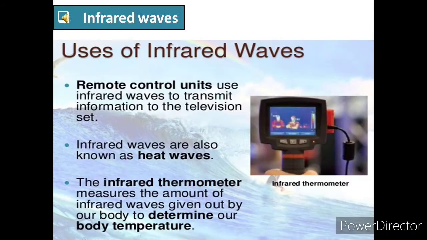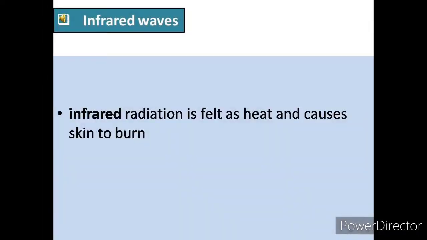What are the main uses of infrared waves? First, remote control units use infrared waves to transmit information to the television set. Next, infrared waves are also known as heat waves. Then, the infrared thermometer measures the amount of infrared waves given out by our body to determine our body temperature. The most common danger of infrared radiation is felt as heat and causes skin to burn.